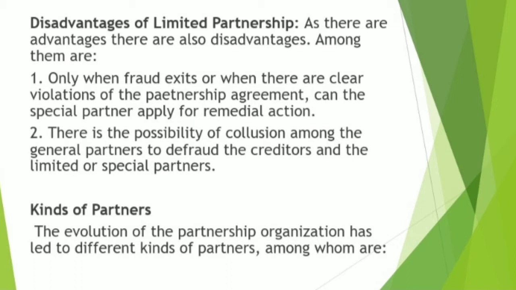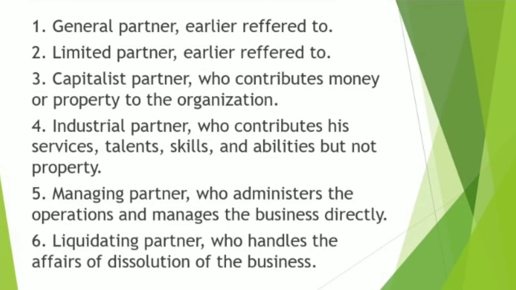Kinds of partners. The evolution of the partnership organization has led to different kinds of partners, among whom are: 1. General partner, earlier referred to. 2. Limited partner, earlier referred to. 3. Capitalist partner, who contributes money or property to the organization. 4. Industrial partner, who contributes his services, talents, skills, and abilities but not property. 5. Managing partner, who administers the operations and manages the business directly.